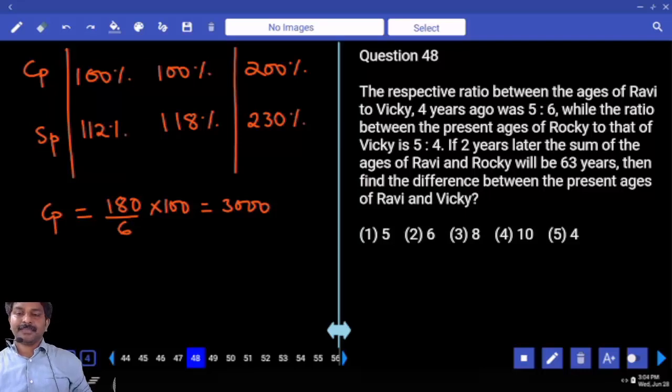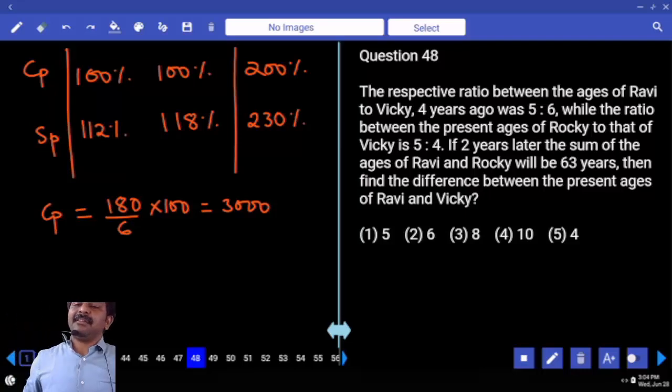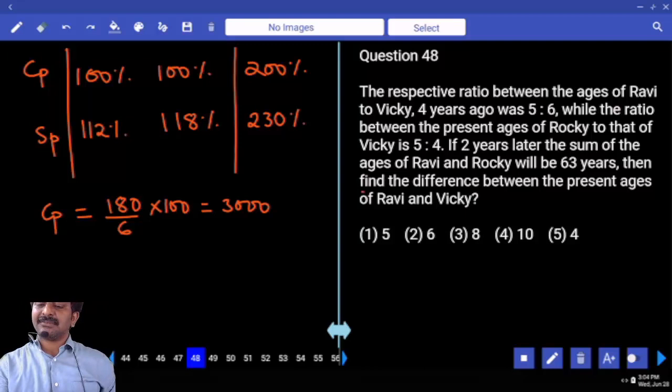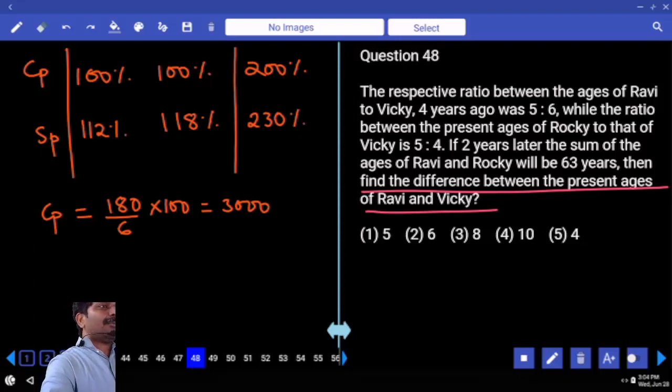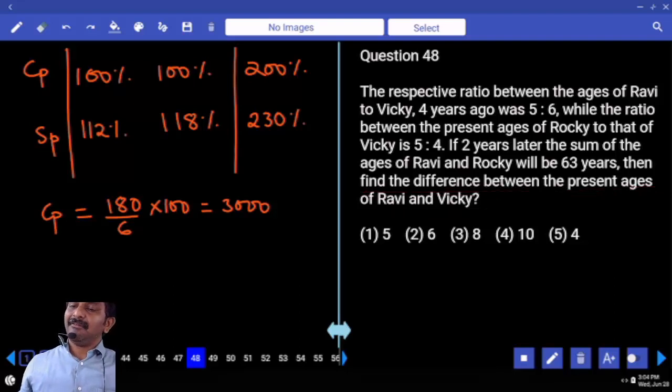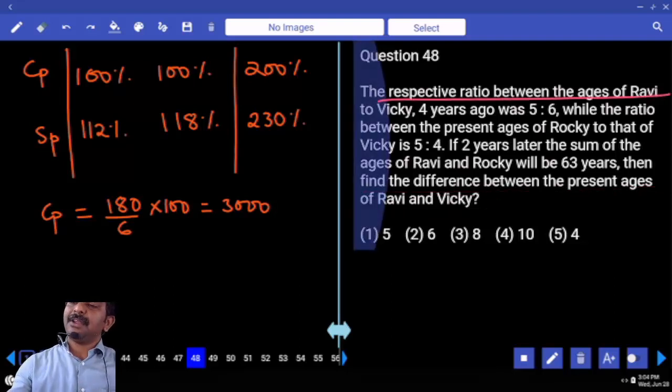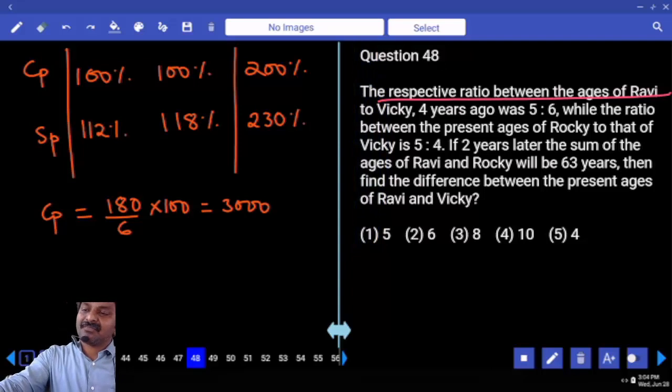Done? The respective ratio between ages of Ravi and Vicky 4 years ago was 5:6. Problems on ages. Let's go and see the last question. Find the difference between present ages of Ravi and Vicky. If it is age of Ravi or age of Vicky, probably we can use the multiplication rule also. Correct? Right. So Ravi and Vicky. Respective ratio between ages of Ravi and Vicky 4 years ago was 5:6. Difference is how many parts?